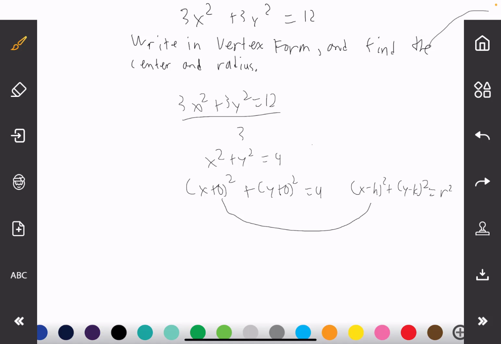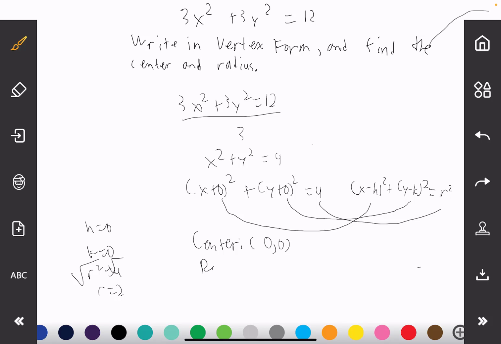So we can match up the 0 with h, so h is 0. We can match up 0 to k, so k is 0. And we can match up 4 with r squared. So r² = 4. Taking the square root of each side makes r equal 2. And now we have the center, which we know is (h, k), and then it's (0, 0). And the radius is 2.